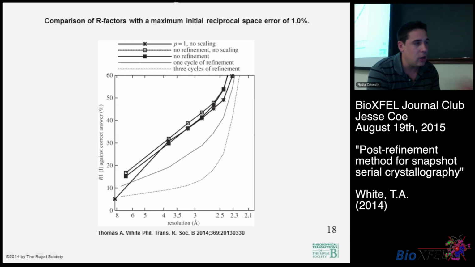And so he also did this with a higher error in the reciprocal space. Instead of the 0.1, he did a 1.0, and we can see this is an even more drastic improvement. So it's going to be the same lines that we saw prior as far as their meaning. But we can see that they're all kind of going to unacceptable R values at 4, 3.5 angstroms, where after 1 cycle of refinement, we're able to extend it, and then after 3, even more so. It's much more drastic. So this is a tool that can certainly be used to help your data and maybe extend your confidence in your resolution when you're making a model.